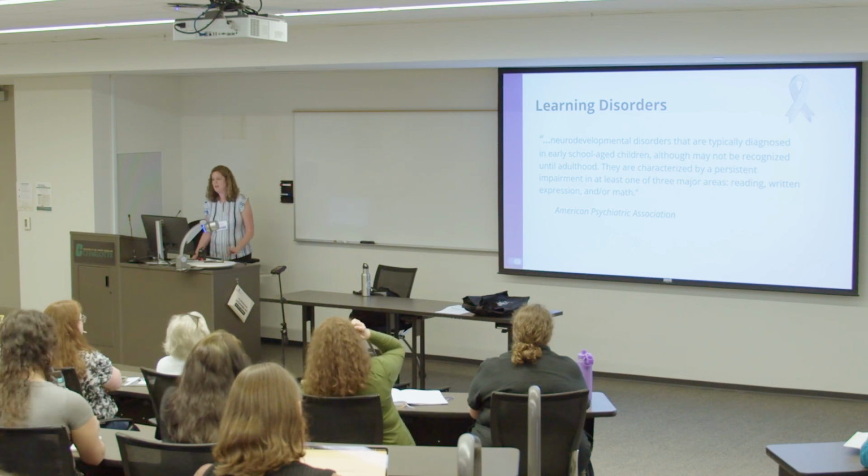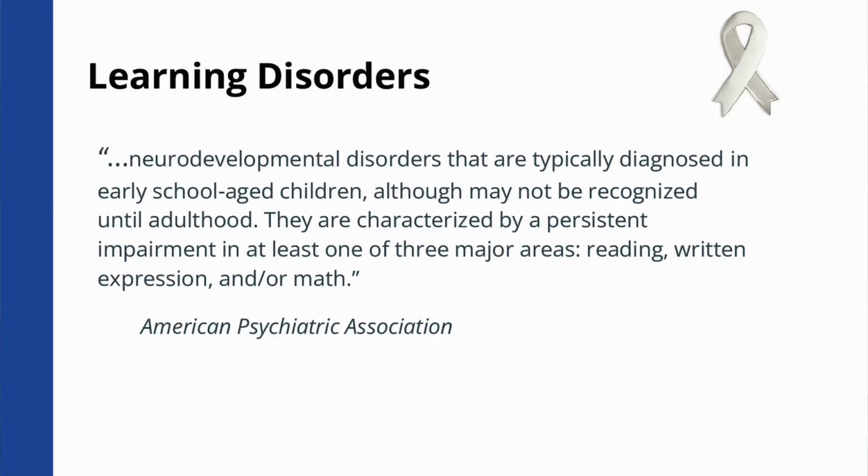And then we have learning disorders. So these are neurodevelopmental disorders that are typically diagnosed in early school-age children, but may not be recognized until adulthood. So you can be all the way into adulthood and never know that you had a math disorder or a reading disorder, characterized by persistent impairment in at least one of three major areas: reading, written expression, and/or math.